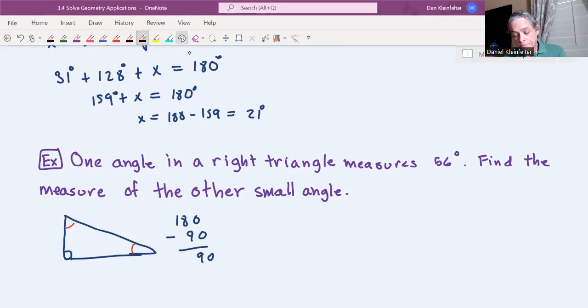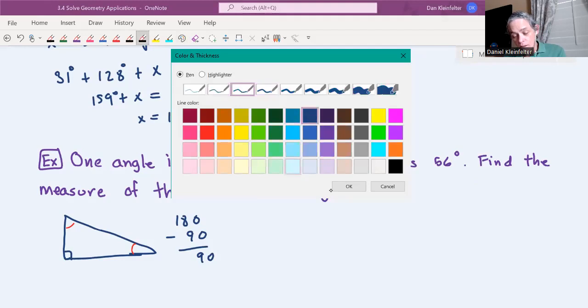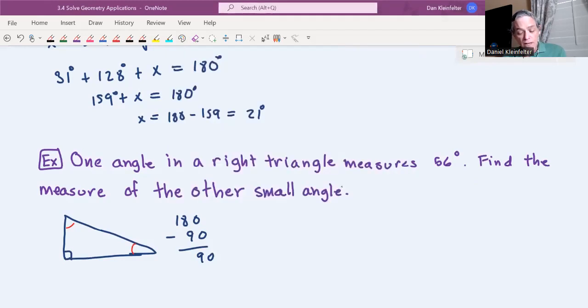So here it says one angle in a right triangle measures 56 degrees. Well, it's obviously not the 90-degree angle, it's the 56-degree angle. And then the other small angle, which we'll call x, we would like to find. We know that the total of those two angles has to be 90 degrees. So x will be 90 degrees minus 56 degrees. So that is 34 degrees.